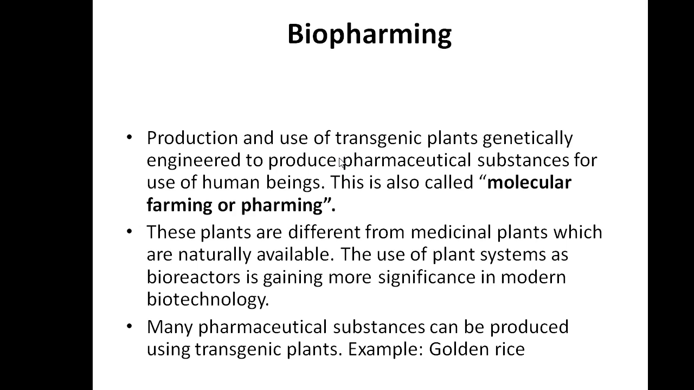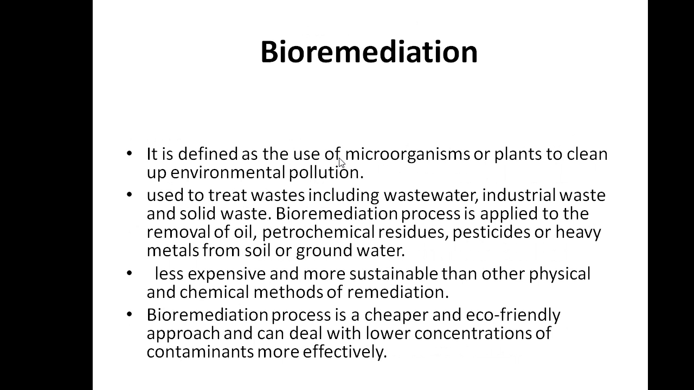Many pharmaceutical substances can be produced using transgenic plants. By using our transgenic plants only, we are taking the pharmaceutical substances. The gene producing a pharmaceutical substance of one particular organism is taken and introduced into another organism like plants. So through these transgenic plants we get many pharmaceutical substances. Example, golden rice. Okay, golden rice I'll explain later.